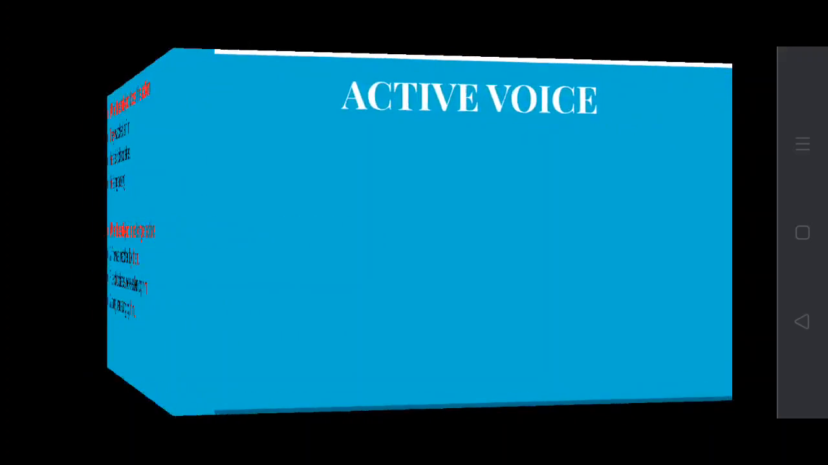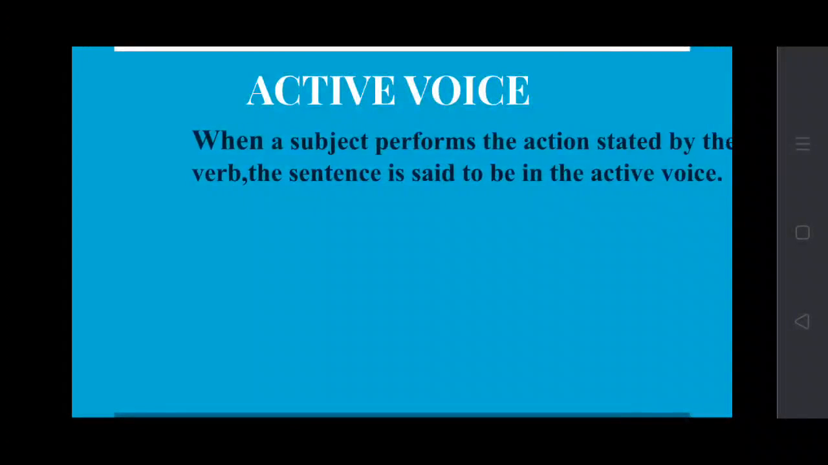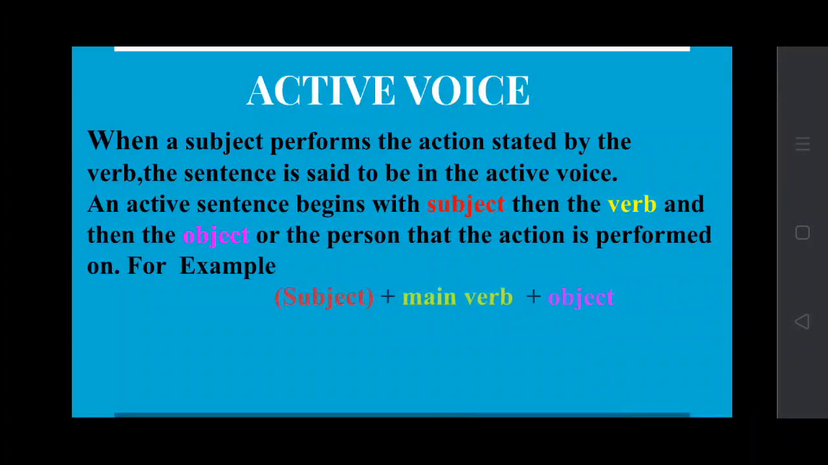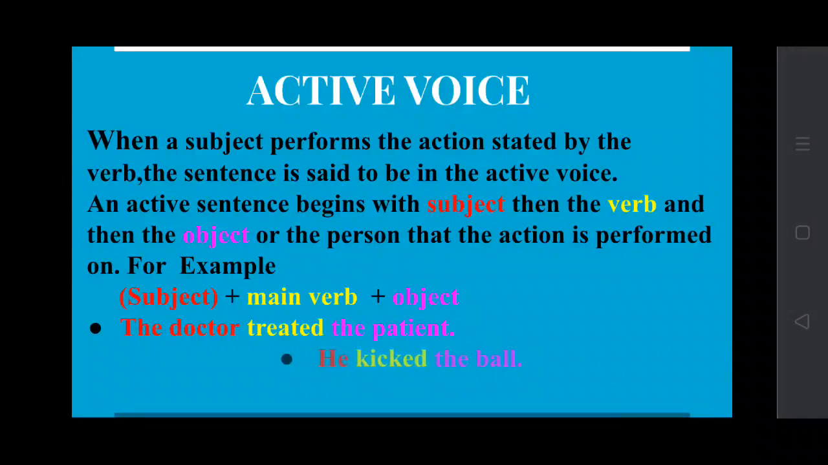Let's see what an active voice is. So when a subject performs the action stated by the verb, the sentence is said to be in the active voice. An active sentence begins with the subject, then the verb, and then the object or the person that the action is performed on. For example, the doctor treated the patient. He kicked the ball. Now here the doctor is the subject, which comes first, then the main verb, that is treated in the past form, and the object, the patient. Same way in the second example, he, which is the subject, then kicked is the main verb, and the ball is the object.